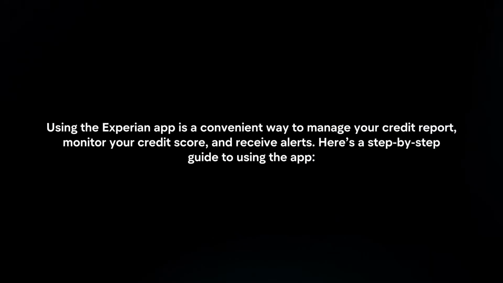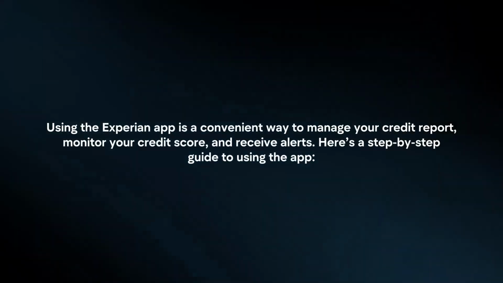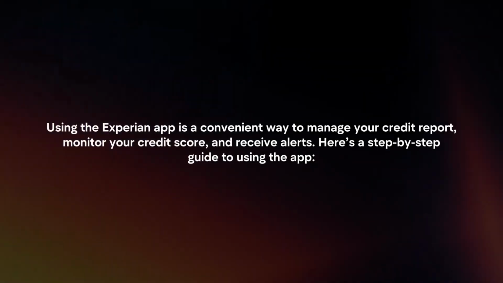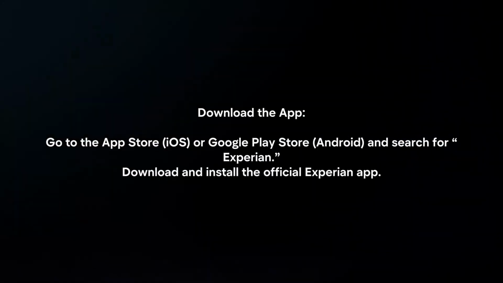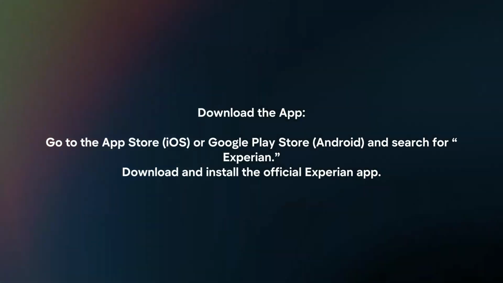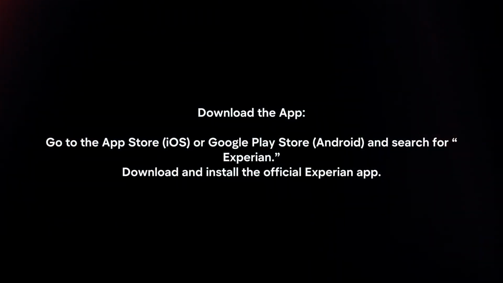Using the Experian app is a convenient way to manage your credit report, monitor your credit score, and receive alerts. Here's a step-by-step guide to using the app. Download the app. Go to the App Store or Google Play Store and search for Experian. Download and install the official Experian app.